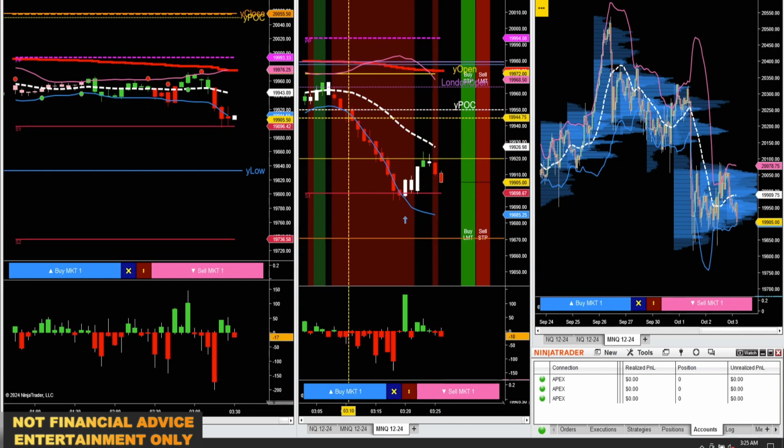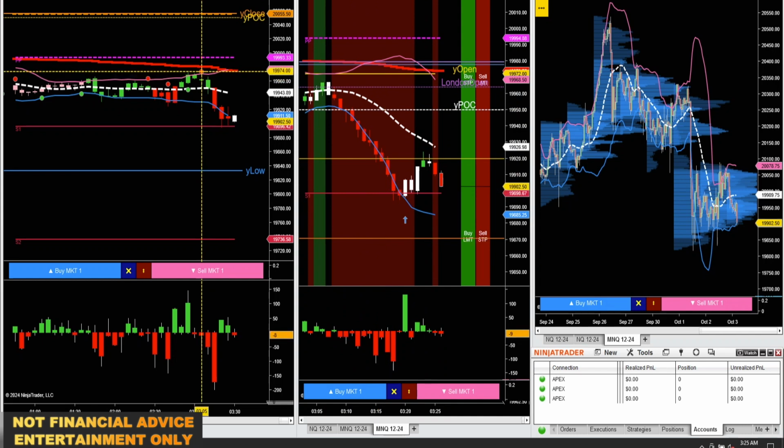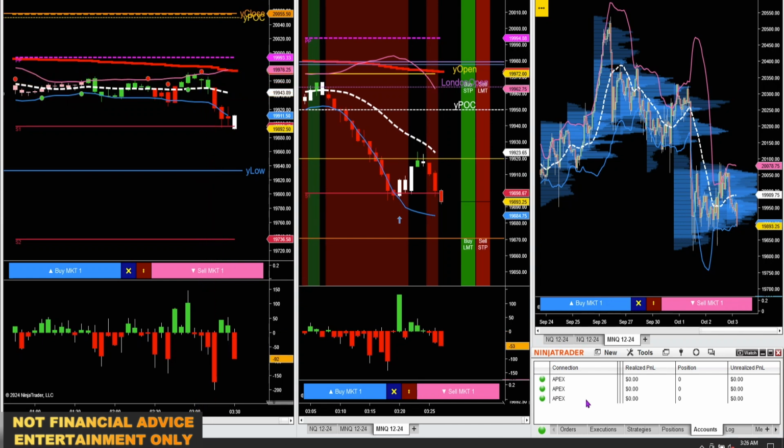Had a nice short after the market open. Had an ebb and flow dot to the downside, first candle of the London Open as well. I haven't connected any of my other accounts. I was just kind of checking it out.